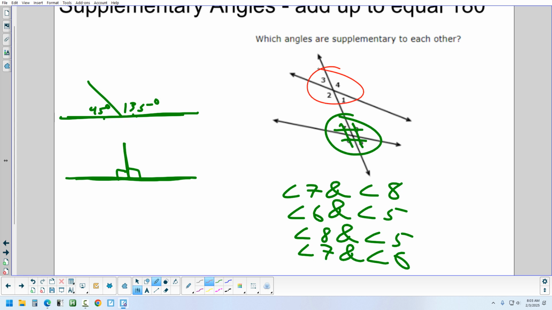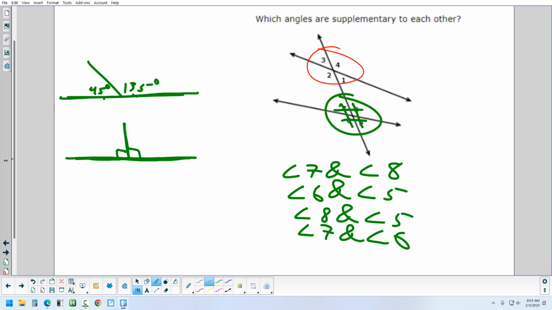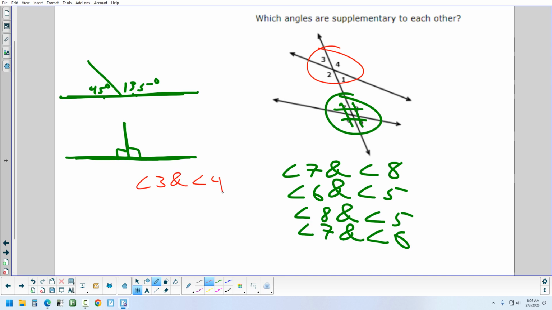Okay. Now, let's look at the top. Darwin, can you give me a pair of angles at the top that are supplementary? 3 and 4. Which one? 3 and 4? Yep. Angle 3, 4. Isaac, can you give me another pair that are supplementary?